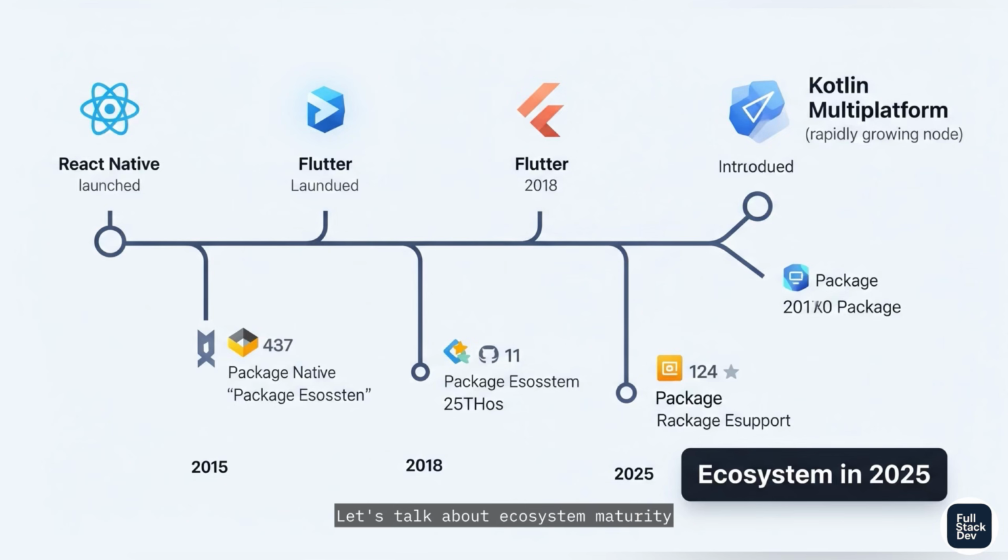Let's talk about ecosystem maturity. React Native has been around since 2015 and has a large base of battle-tested libraries and third-party integrations. Flutter, launched in 2018, grew extremely fast and now has strong community support, especially for mobile and web. Kotlin Multiplatform is newer in the mobile world, but has gained traction in companies looking to unify Android, iOS, and backend logic. Tools like Ktor, Compose Multiplatform, and KMM bridge the gap between platforms effectively.